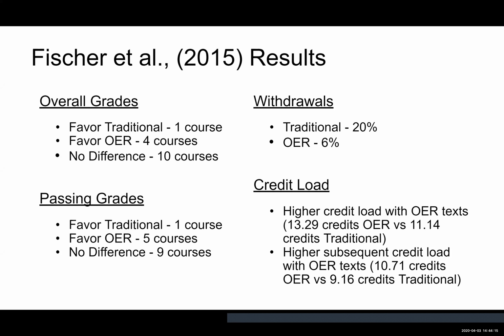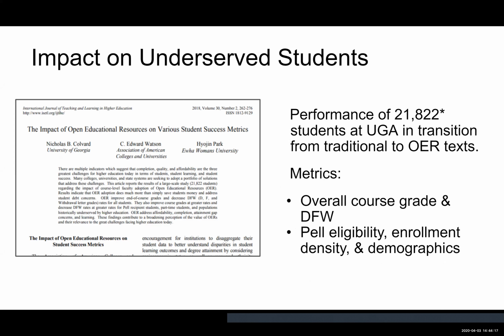Next slide. There were some limitations in the Fischer study, specifically that they didn't look at the variables associated with the students most likely to struggle in college. So Colvard and colleagues in 2018 replicated this study with a systematic evaluation of over 21,000 students across the University of Georgia system, using that same kind of paradigm of before and after OER adoption.